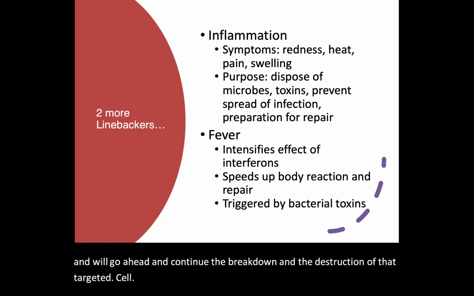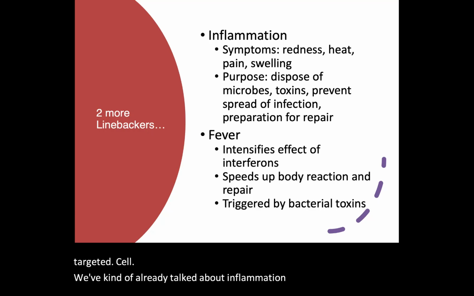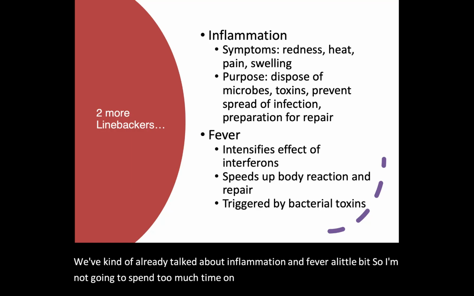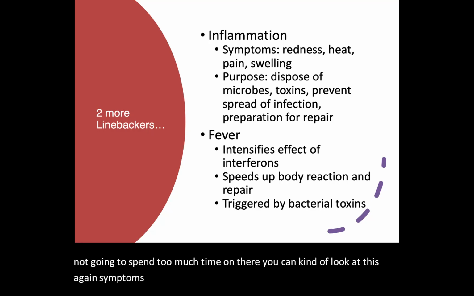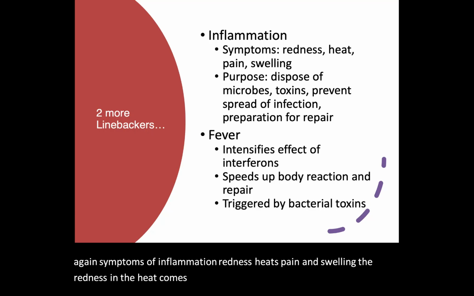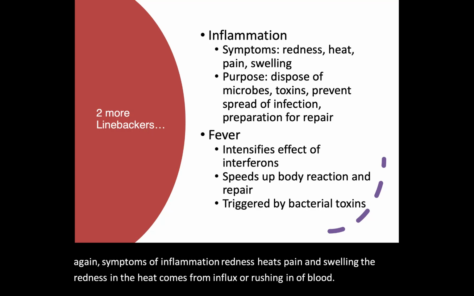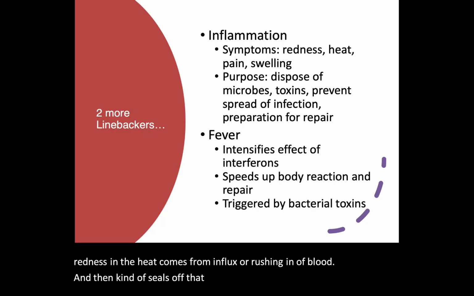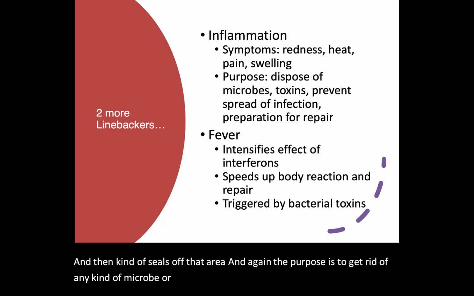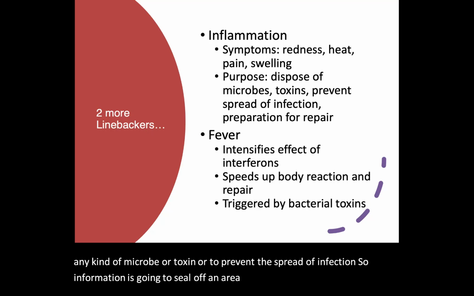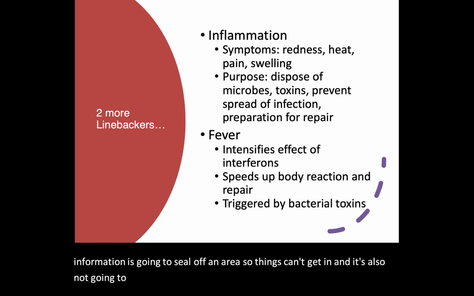We've already talked about inflammation and fever a little bit, so I'm not going to spend too much time on it. You can look at this, again, symptoms of inflammation: redness, heat, pain, and swelling. The redness and the heat come from an influx, or a rushing in, of blood, and then it seals off that area. And again, the purpose is to get rid of any kind of microbe or toxin, or to prevent the spread of infection. So inflammation is going to seal off an area so things can't get in, and it's also not going to allow other things to escape.